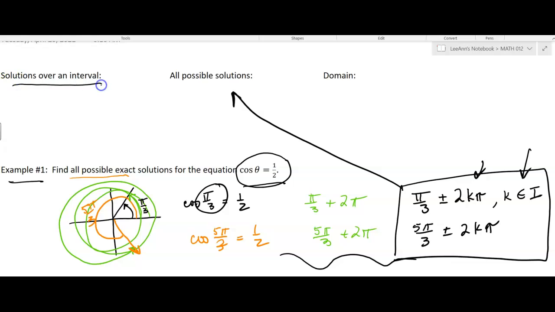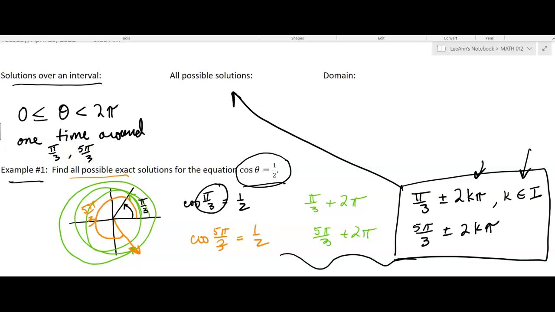Sometimes they'll say over a specific interval. Quite often they will say 0 is less than or equal to theta is less than 2 pi. In that case, we're just going one time around the circle, and for this particular problem you would only have two answers, pi over 3 and 5 pi over 3.